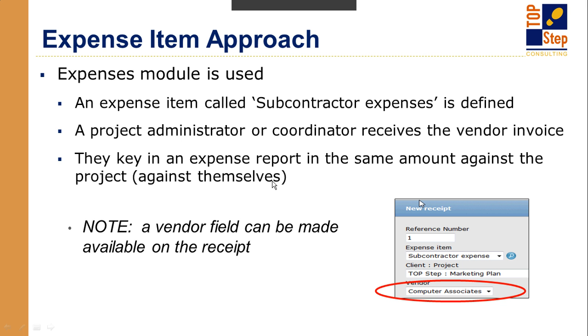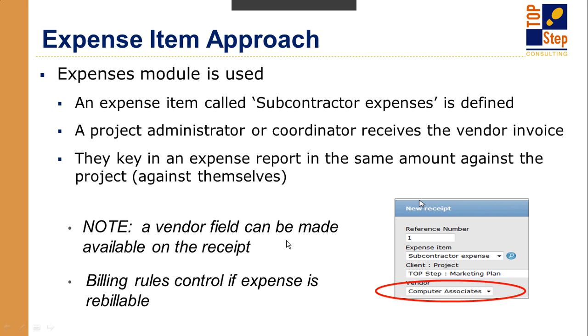What you don't have is the option of using the actual person who those expenses are attributed to, because in this approach, that person doesn't have an account in your system. We'll talk about that a little bit more here in a second. And you can put a vendor field on the receipt so that you can track things against specific vendors. The billing rules will control whether or not this is something that you're eating the cost of, or if you're rebilling this to your customer with any kind of a discount or markup.